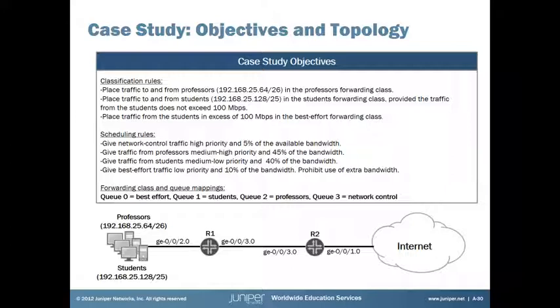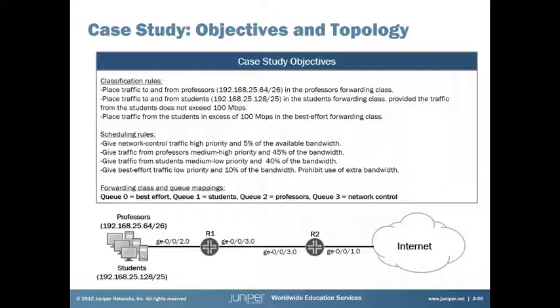available bandwidth. Give traffic from professors medium high priority with 45% of the bandwidth. Give traffic from students medium low with 40%, and give best effort traffic low priority and 10% of the bandwidth, and prohibit the use of any extra, in other words, unused bandwidth.